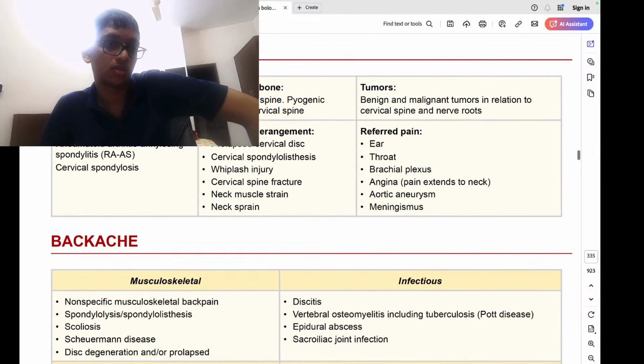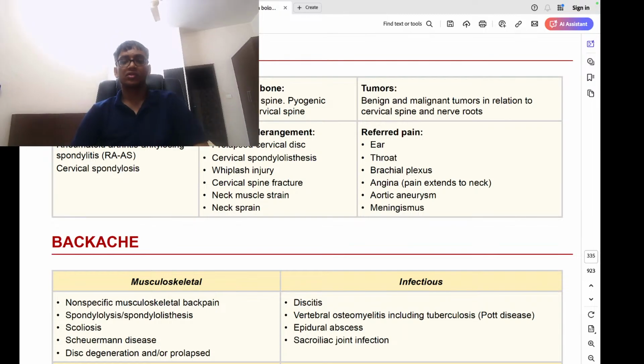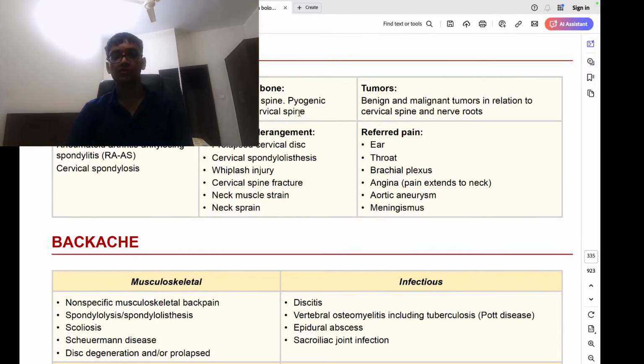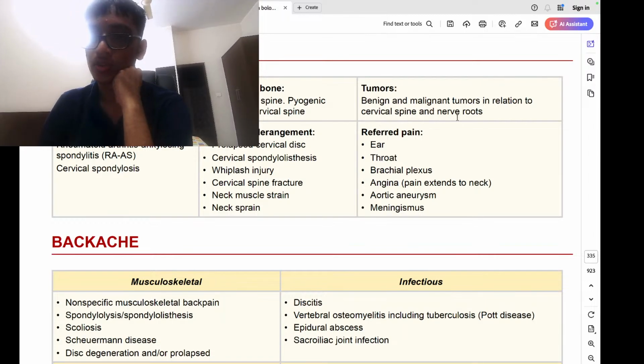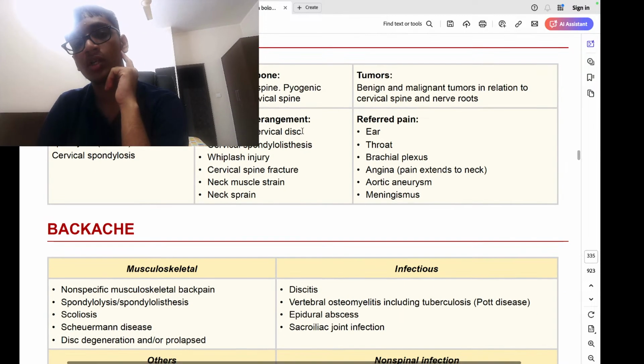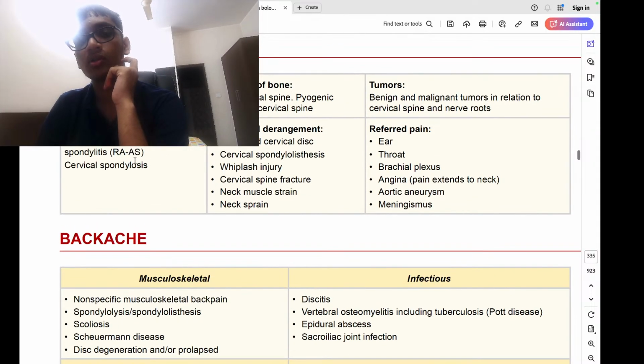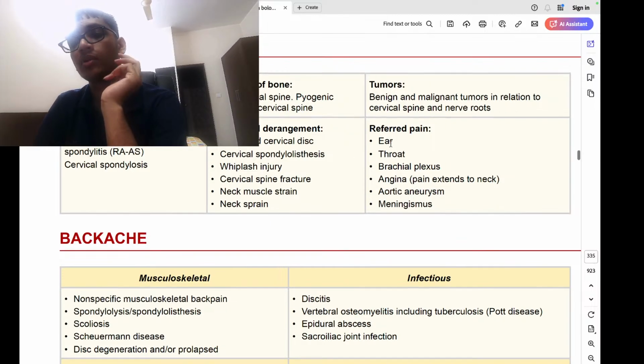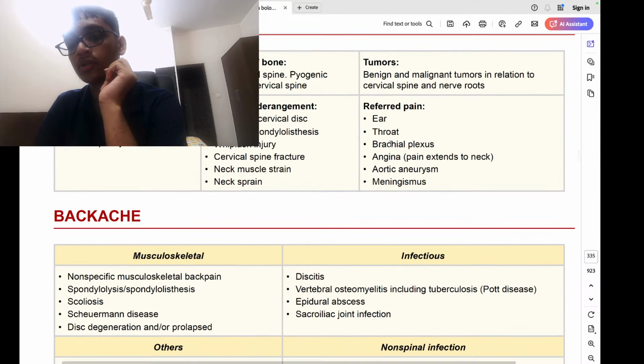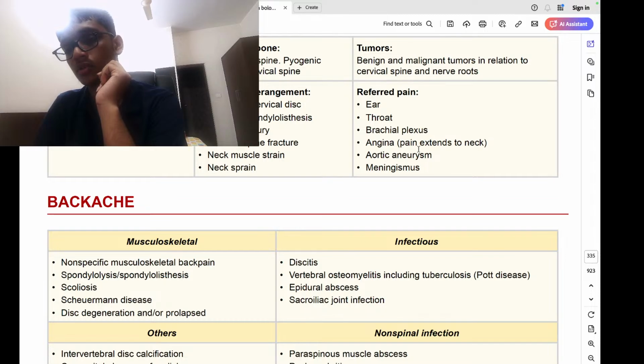Neck pain, infantile torticollis and deformities, you have infantile torticollis. Infection of the spine, you have TB of cervical spine, pyogenic infection of cervical spine. Tumors, you have benign and malignant tumors in relation to the cervical spine in adults. Arthritis of spinal joints, you have rheumatoid arthritis and cervical spondylosis. Then cervical spondylosis. Mechanical derangement, you have prolapsed cervical disc, cervical spondylolisthesis, whiplash injury, cervical spine fracture, neck muscle strain, and neck sprain. In referred pain, you have ear, throat, brachial plexus, angina, pain extends to the neck, aortic aneurysms, and meningismus.